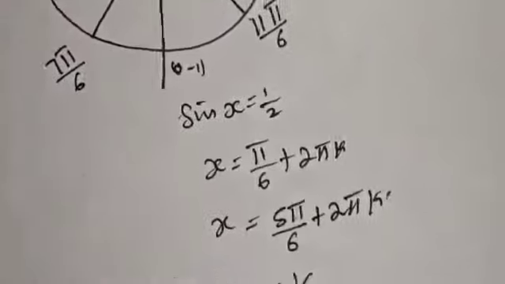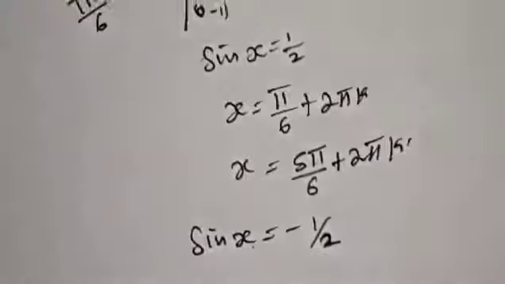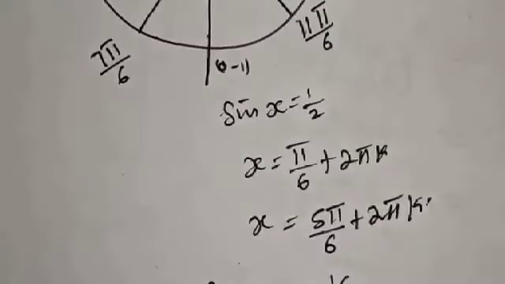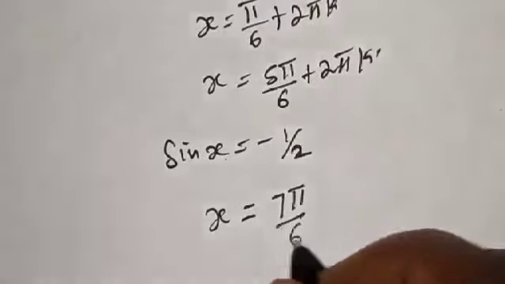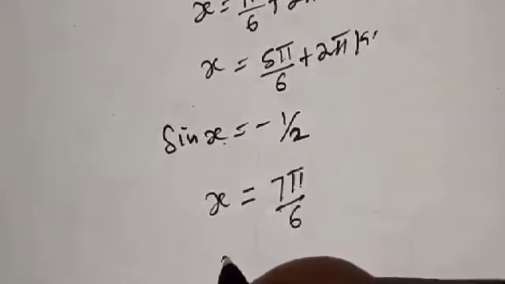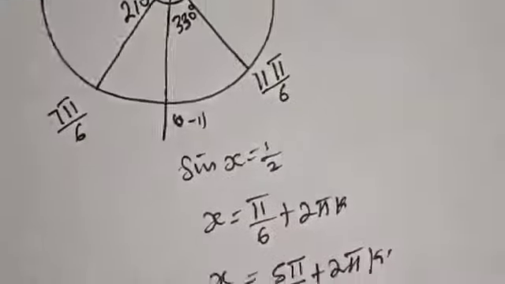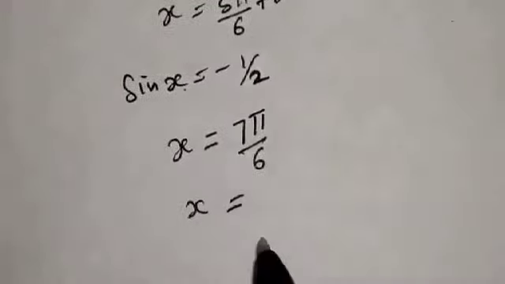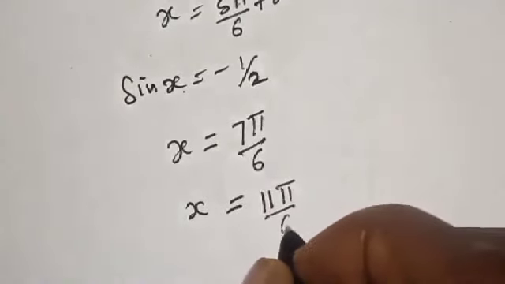So our radian below the x plane are x is equal to 7 pi over 6 and x is equal to 11 pi over 6.